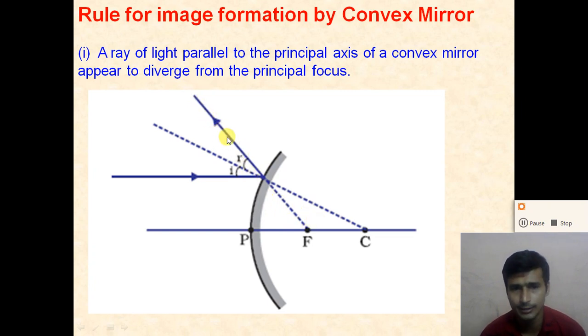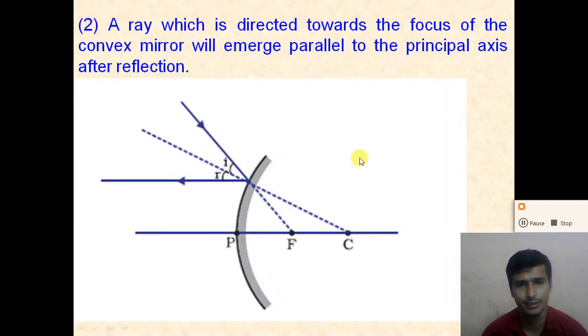If we extend this ray beyond, it will appear to pass through the principal focus, right? So understand the first rule, right? When the parallel ray is incident on the convex mirror, the reflected ray appears to diverge from the principal focus, right? Understand?